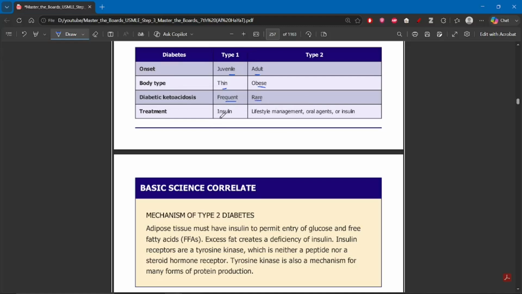Treatment: you give primarily insulin in type 1, and most treatment involves lifestyle management or agents in type 2. And sometimes, if the initial management is not working, or the diabetes is refractory to any of your prescribed medication, then you go for insulin in those patients as well.